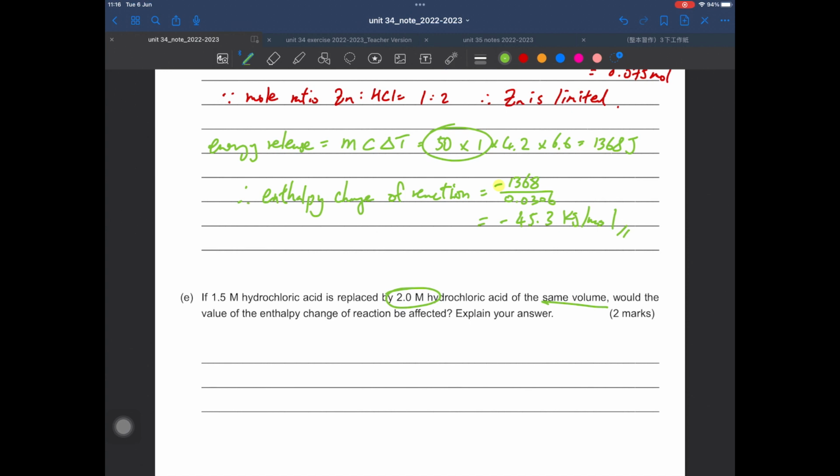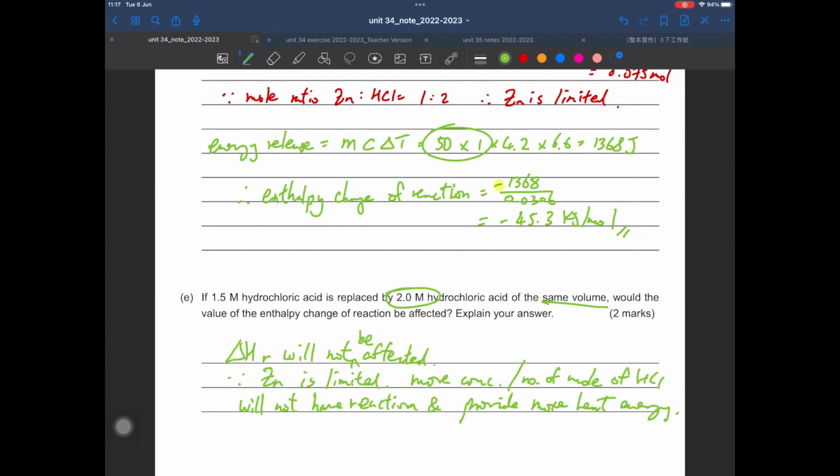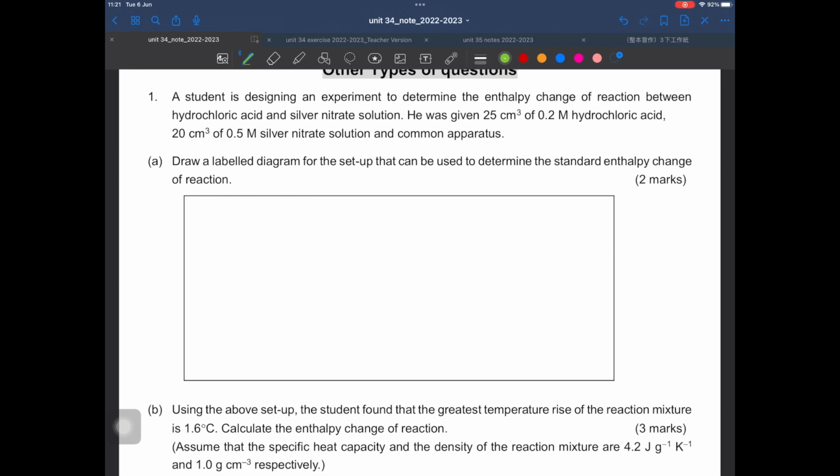The answer is no. If hydrochloric acid is not limiting, then more hydrochloric acid will not change the result, right? And here it shows the enthalpy change of reaction will not be affected because zinc is limiting, so more and more HCl will not bring you more reaction or give you more heat energy. And that's it. Page 30, question 1.